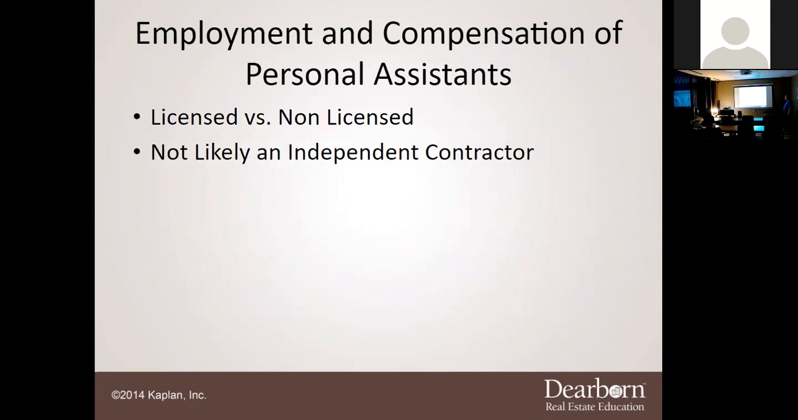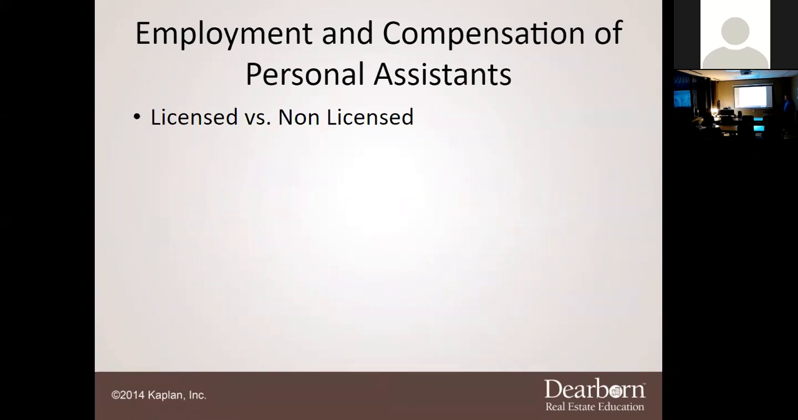Another thing is, we need to know the difference between licensed and non-licensed. A non-licensed person cannot be paid in commission. I cannot hire Ms. Davenport and say, Ms. Davenport, I'm going to pay you in commission by how much work you do. Can't do that. Okay? Because she can't sell. And she can't split in commission splits.